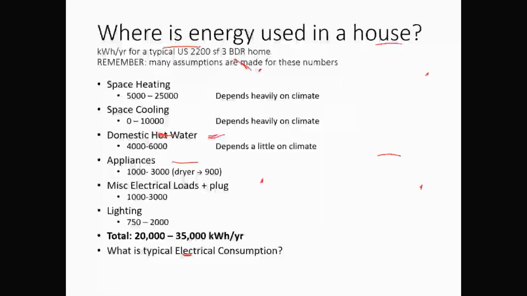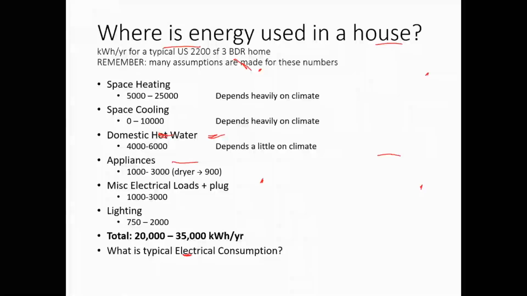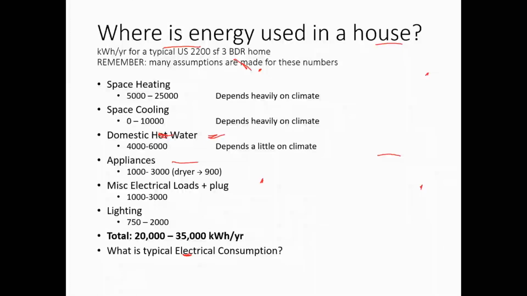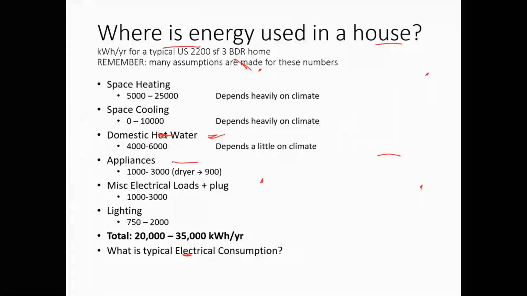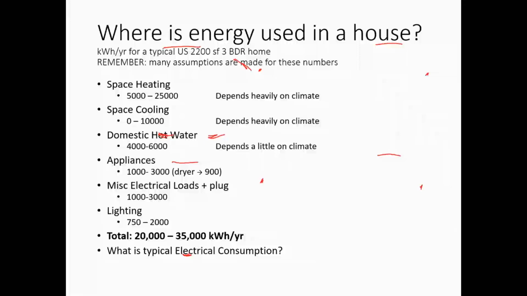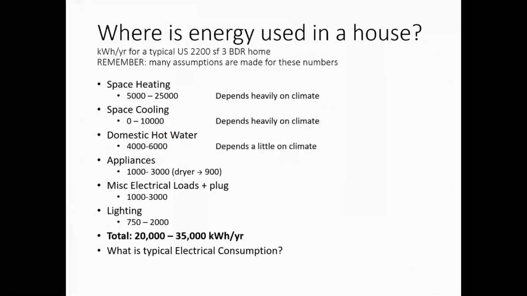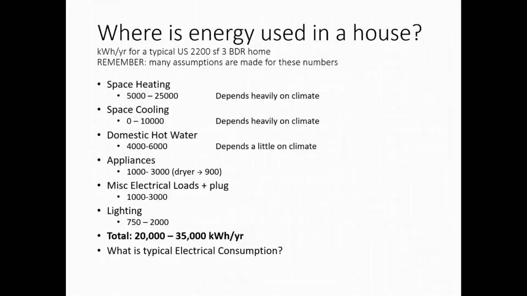So this is a breakdown for a typical 2,200 square foot, 3-bedroom home. And remember, we're making a lot of assumptions to get these numbers, to have a generalized way of looking at it, and a way that we can apply this. So again, one of the biggest places is space heating. And you've got a range here that's based on temperatures in different climates.